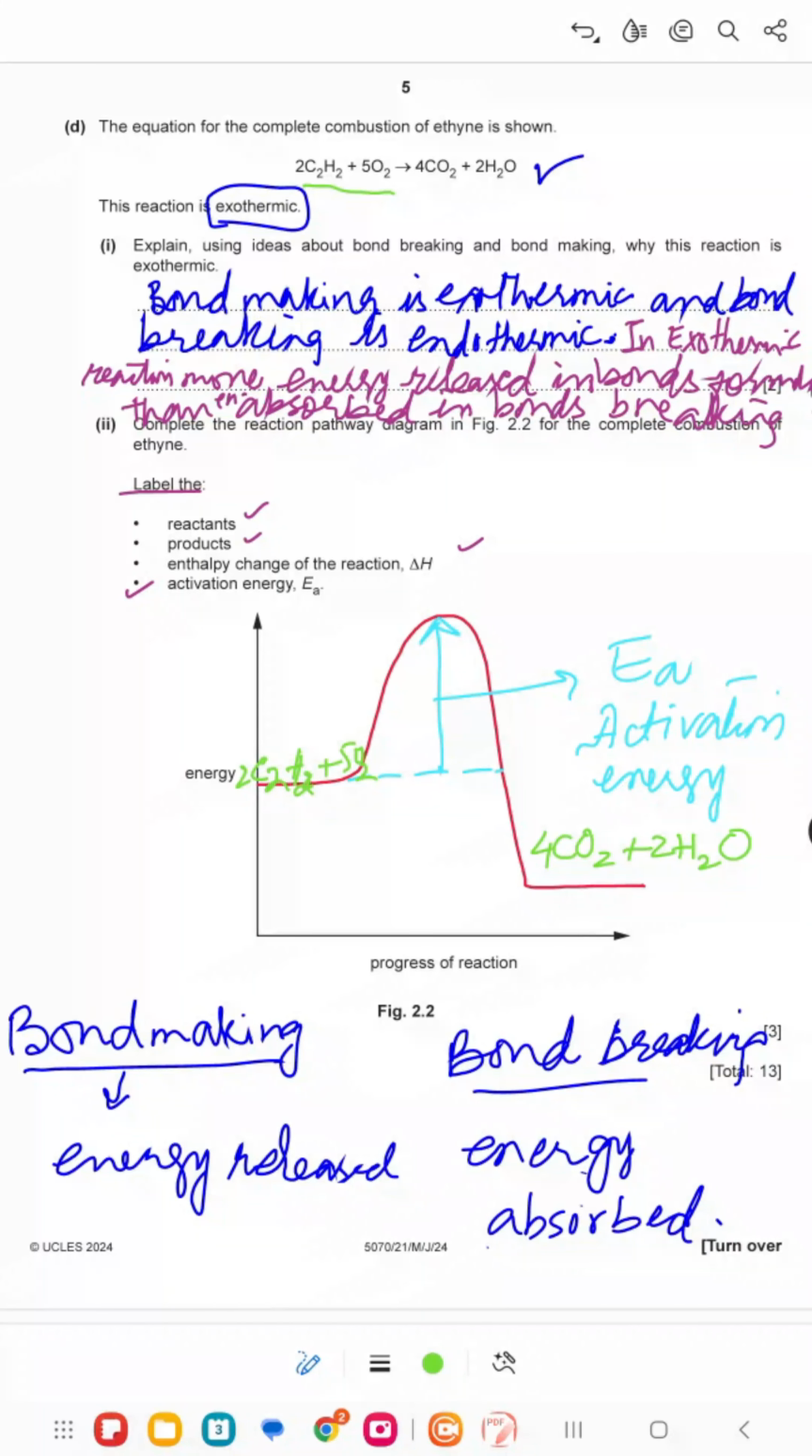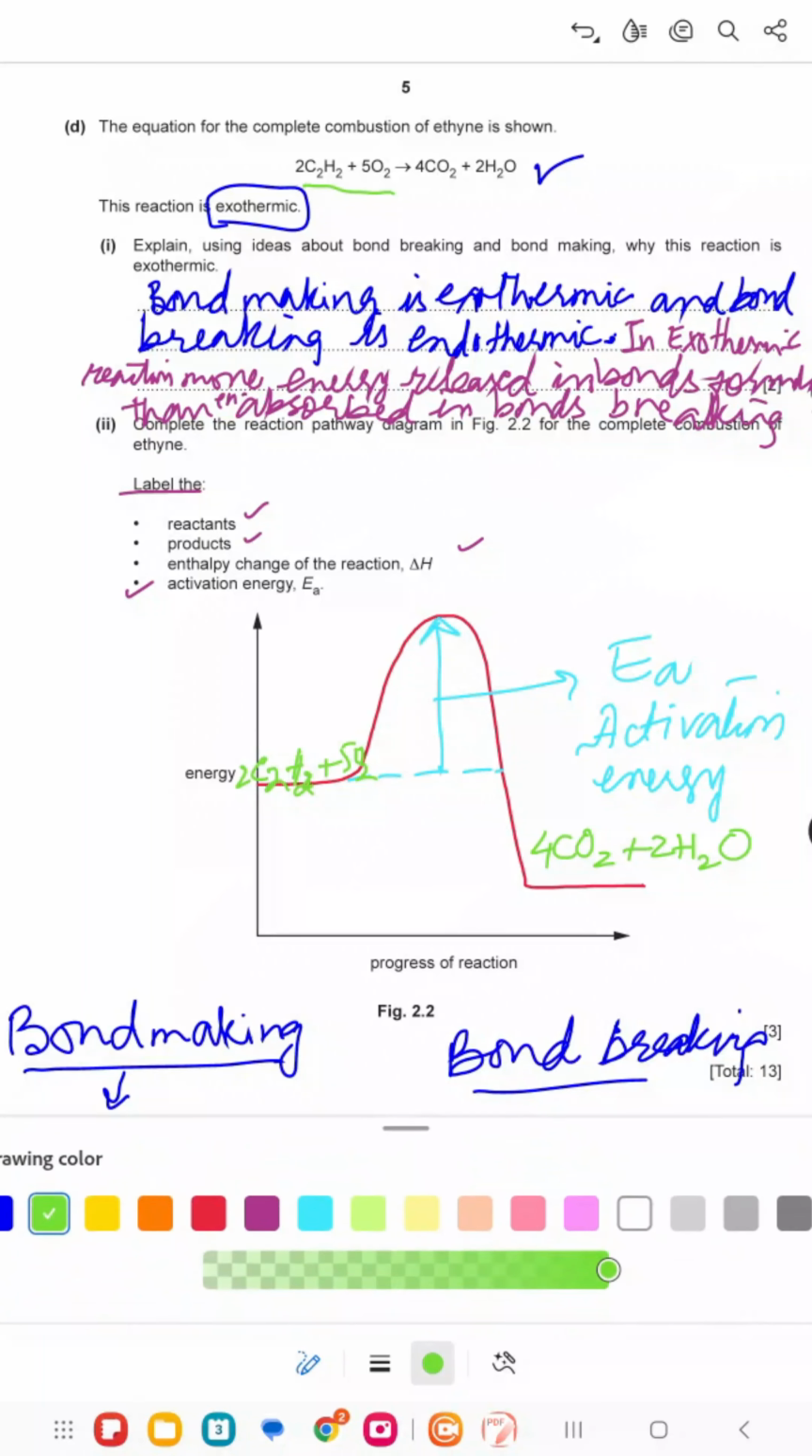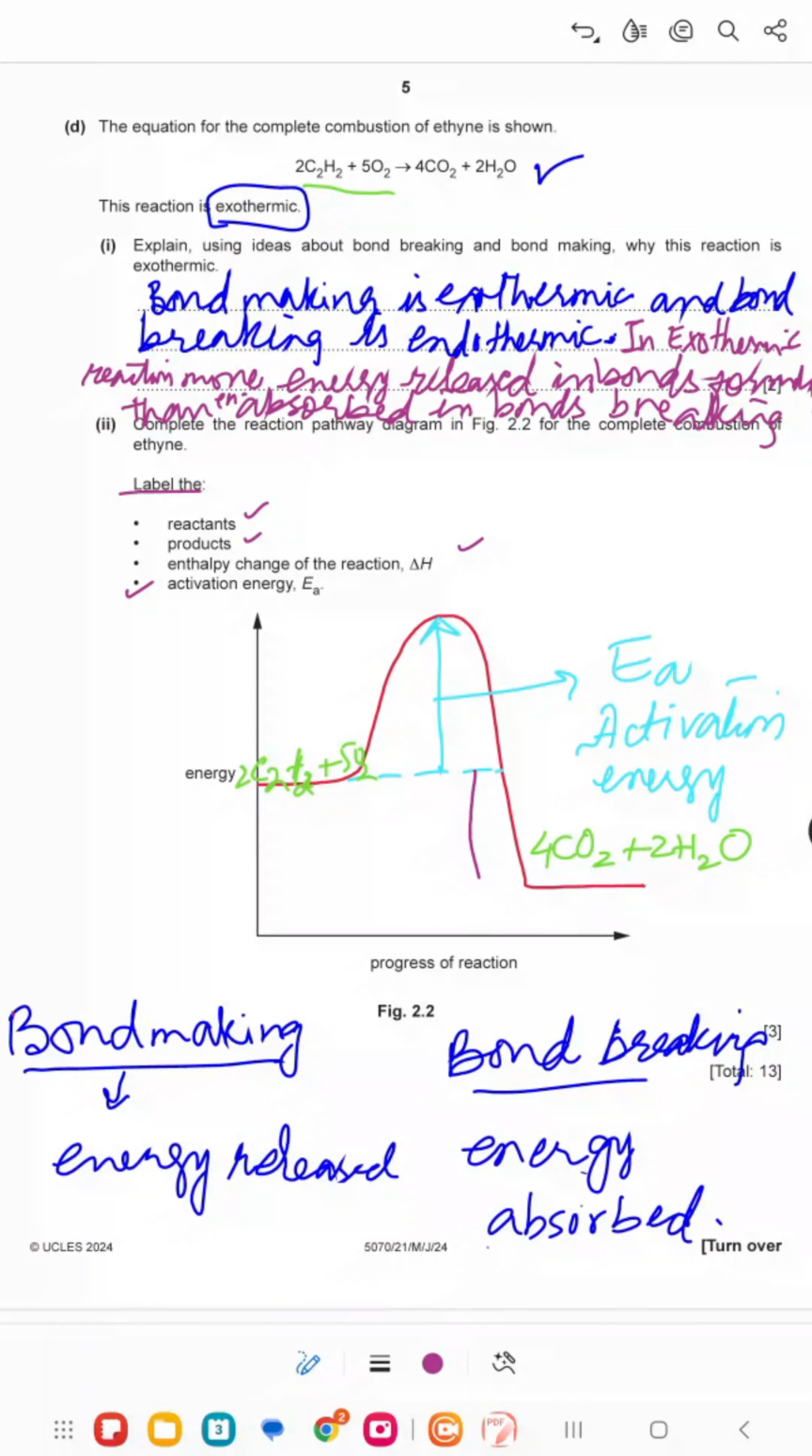Next we have to draw the enthalpy change. We will place it here. Energy is released to the surroundings. For exothermic reactions, the enthalpy change will always be negative. So this is the enthalpy change for the reaction which is given here, and it will be negative because it is the energy profile diagram for the exothermic reaction.